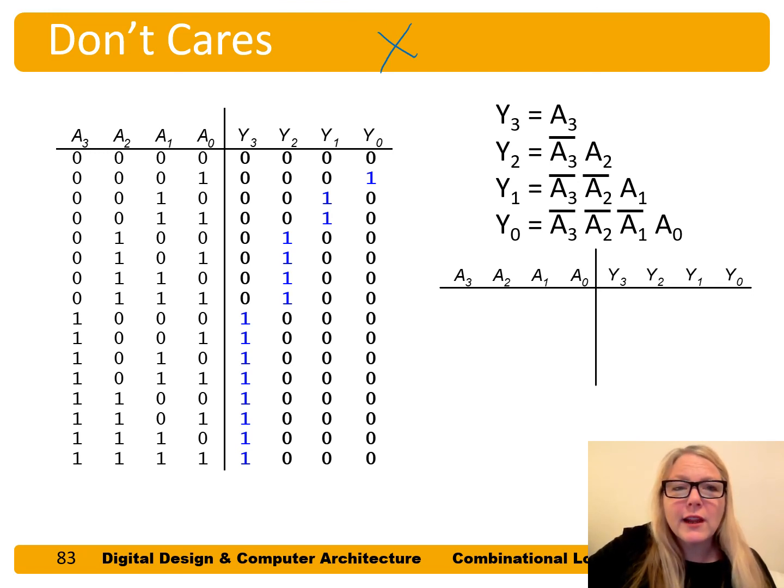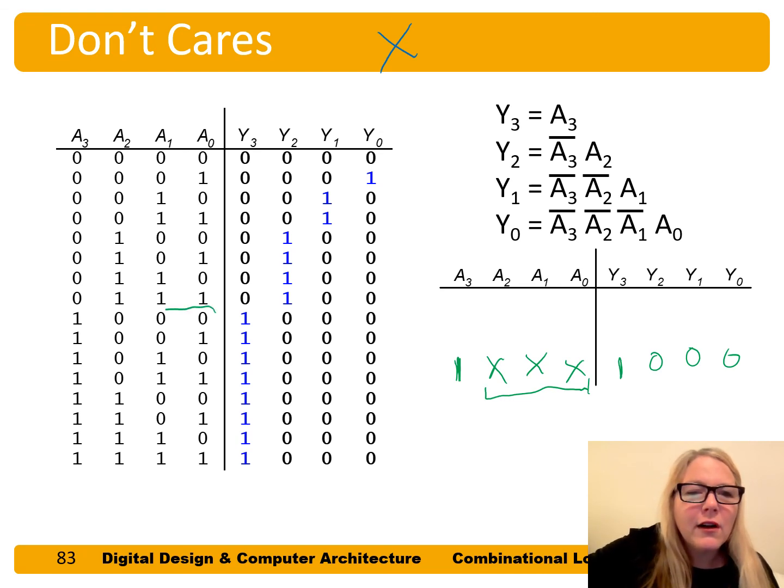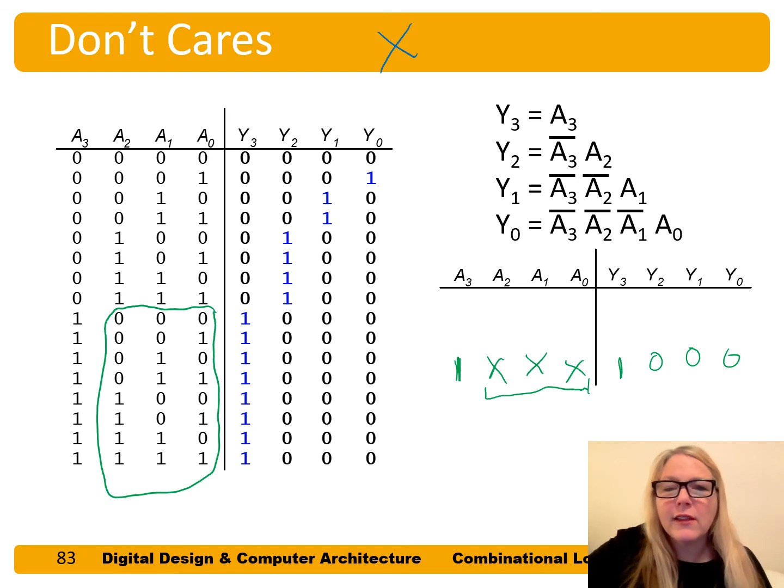So we could include don't cares in our truth table, which actually helps clarify the meaning of the truth table. When a3 is 1, we don't really care what the other inputs are. So we can put don't cares there, because when a3 is 1, y3 is 1 and all the other outputs are 0, independent of what a2, a1, and a0 are. These don't cares cover all these 8 combinations of the other inputs.